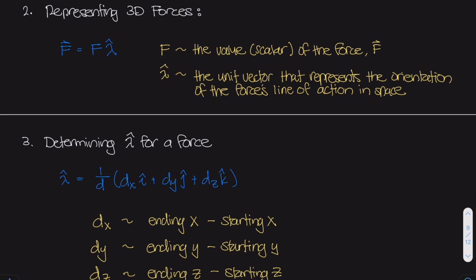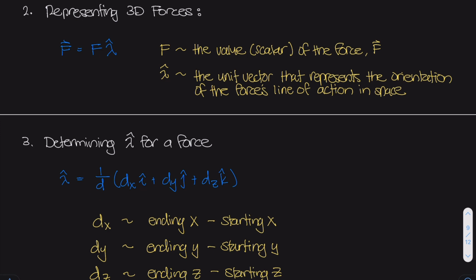If you've already done 3D problems in statics, you know that the lambda unit vector can be represented by this equation, where the x component of the lambda unit vector is this dx value, the y component is this dy value, and the z component is this dz value. And you can see that each one of these components is represented by an internal unit vector, i, j, k, which represents the x, the y, and the z axes or directions respectively. So you can take all these components and divide it by d.